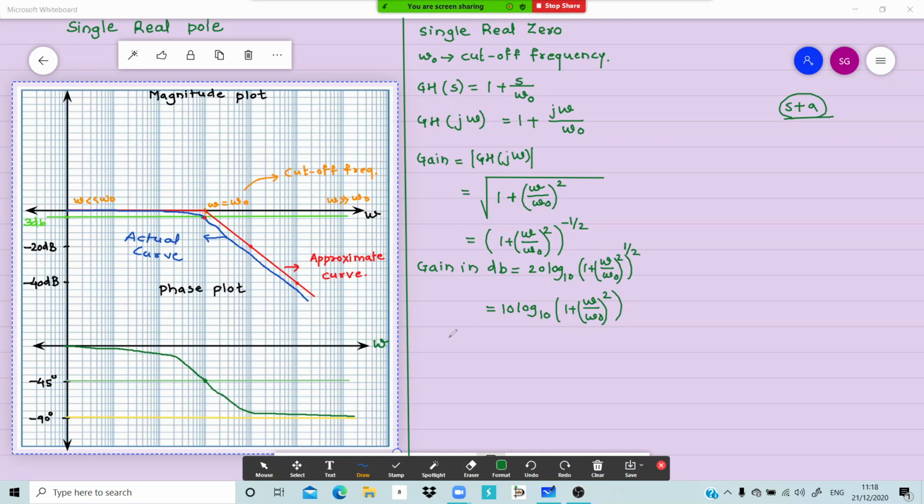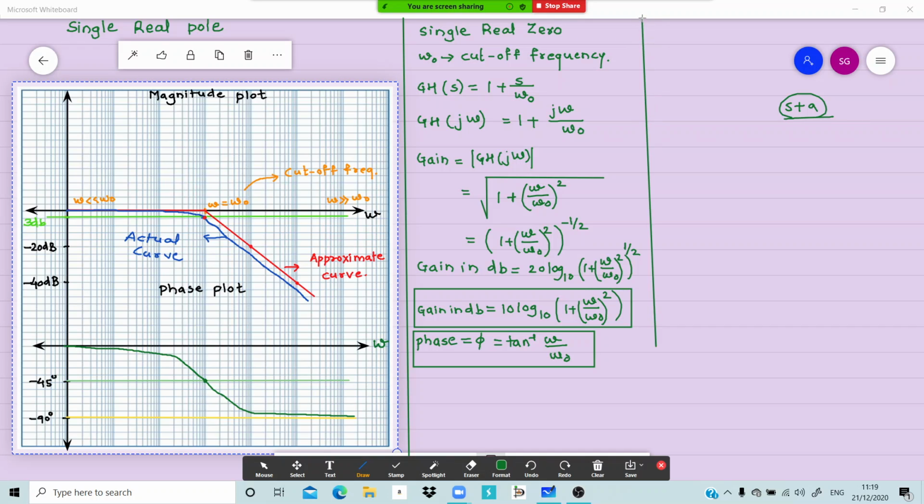Then we'll go for the phase. We'll represent it as phi. For phase, it is going to be tan inverse of the imaginary part upon the real part. So it is going to be tan inverse of omega upon omega 0. Right? So I'll write it over here, gain in dB, and we'll make a bracket for this, because these are the two things we are going to use for all three possible conditions. So let us see what we get for three conditions: where omega is very large, omega is equal to the cutoff frequency, and omega is smaller than the cutoff frequency.